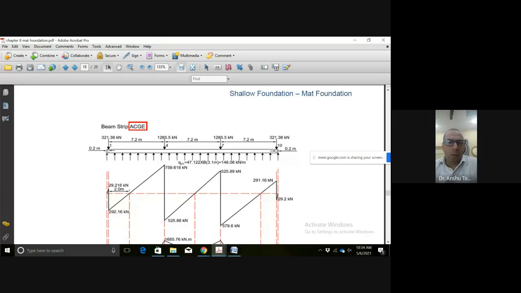So what will we do? Yes, Ronak. Sir, multiply by the area. Multiply by area? It is not actually area, because we want to convert it. It is already in per meter square. If you multiply it by area, then it will come as a concentrated load in kilonewtons.